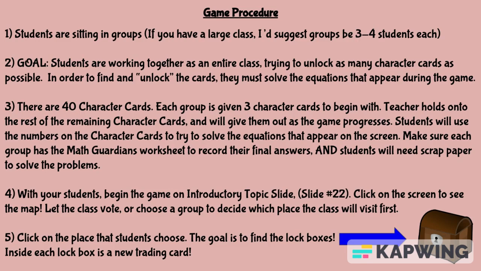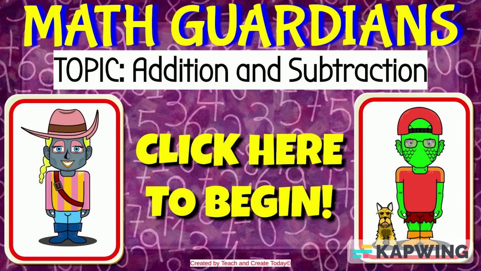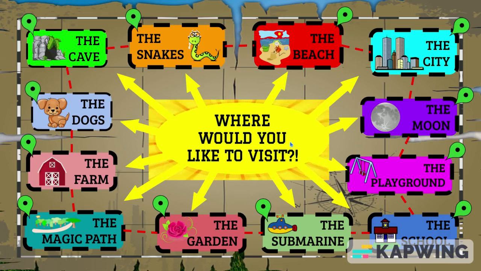Once you have everything all prepared and you are ready to begin with your students, you can begin on the introductory topic slide. Click on the screen to begin the game, and this will take you to the map. Students will get excited when they see the map because they will decide where they want to go first. You can either let your class vote, or if you just want to choose a group to make the first decision, it is totally up to you.